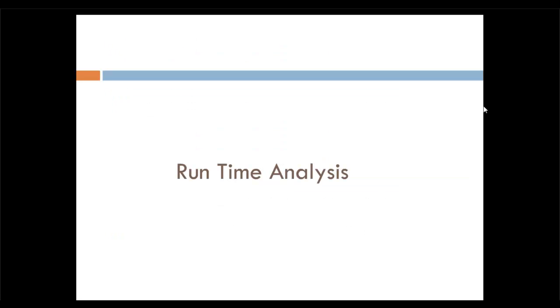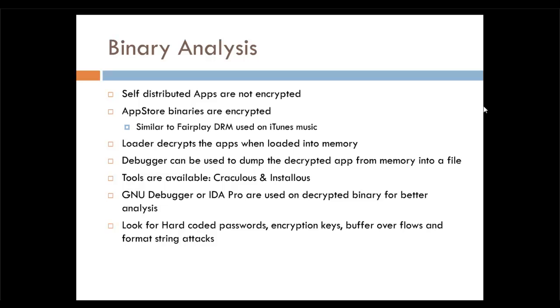So let's get into the runtime analysis. App Store binaries are encrypted to protect from piracy; all the files which we download from the App Store are encrypted. In order to perform runtime analysis or look at the binary, first we need to understand it. So we need to decrypt, and we do not have the key. So what we will do is load the application onto the iPhone. We'll instruct the iPhone loader to decrypt the application for us, and it loads into memory decrypted.